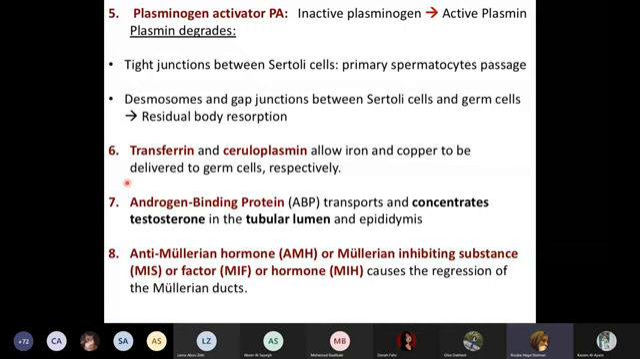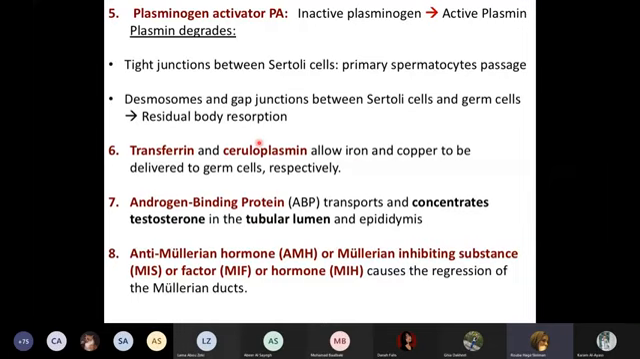These two molecules, transferrin and ceruloplasmin, are carriers and transporters: transferrin for the iron and ceruloplasmin for the copper. So they will deliver these two types of minerals to the germ cells by transporting them. Also, these two molecules are secreted by Sertoli cells. So all of these molecules that I'm talking about now are secreted by the Sertoli cells.